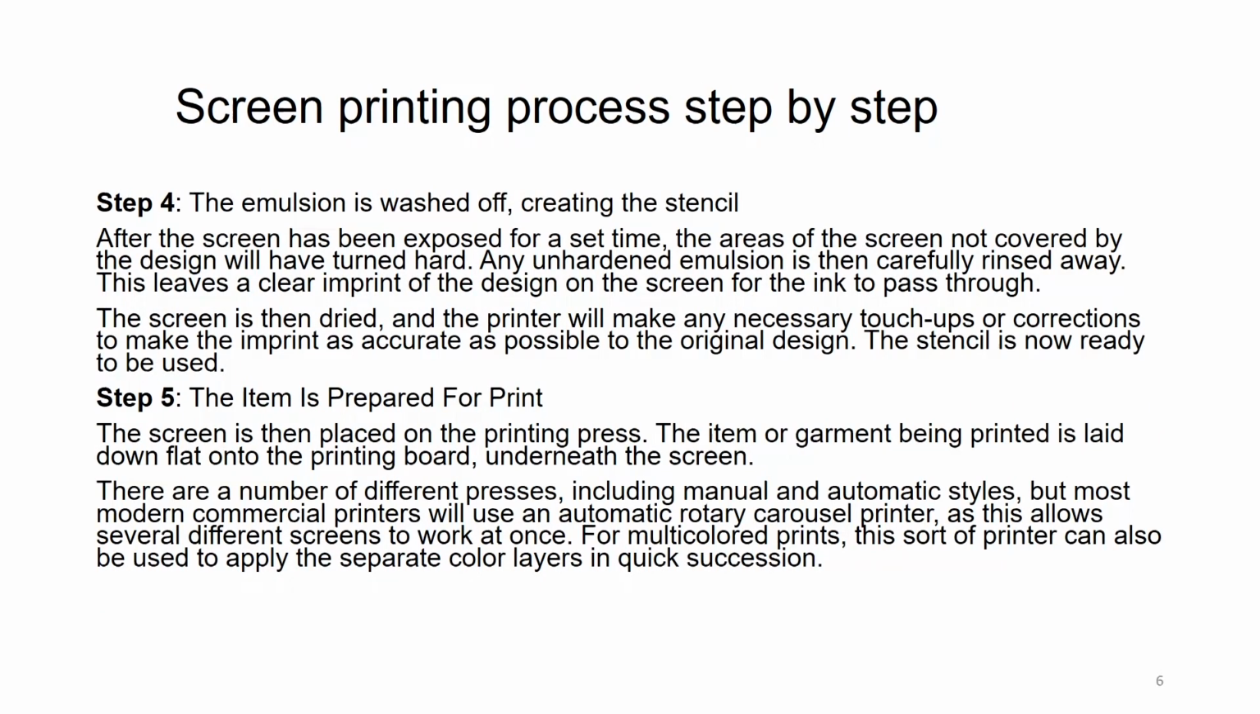Step number 4, the emulsion is washed off, creating the stencil. After the screen has been exposed for a set time, the areas of screen not covered by the design will have turned hard. Any unhardened emulsion is then carefully rinsed away. This leaves a clear imprint of the design on the screen for the ink to pass through.